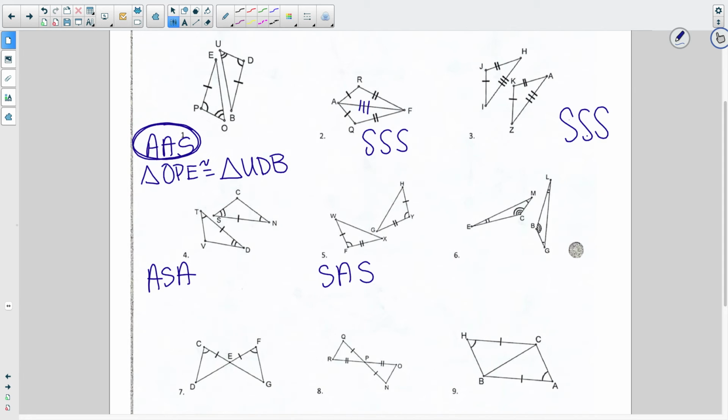Okay, on number 6, it's angle, angle, angle. And angle, angle, angle does not prove that 2 triangles are congruent. It proves that 2 triangles are similar, but not congruent. Because you could have an equilateral triangle that has side lengths of 2, and you can have an equilateral triangle with side lengths of 8, and they're not congruent, but they have the same angle measures. Okay? So angle, angle, angle, and angle, side, side cannot be used to prove triangles are congruent. They do not work. So this one is not congruent.